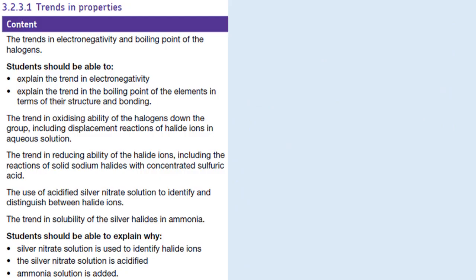Right, we've looked at explaining the trend in electronegativity, and we've explained the trend in boiling point using their structure and bonding. So we've completed the first part. Now we'll look at this section here: the trend in oxidizing ability of the halogens down the group, including displacement reactions of halide ions in aqueous solution. Sounds quite scary because there's a couple of quite technical words in there. So let's have a look.